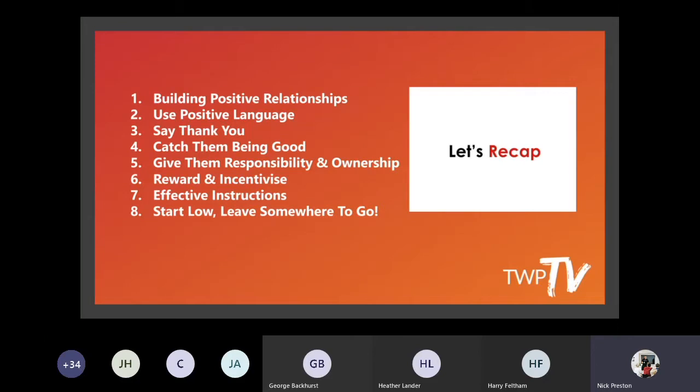Last one, don't leave yourself with nowhere to go. So making sure any discipline sanctions you have to give, that you don't go too high. We start low with a look. If it doesn't work, we pull them to one side and we explain why we're disappointed. We get down to their level and we say, right, I'm really disappointed with what you just did. Why do you think it was? And get them to answer.